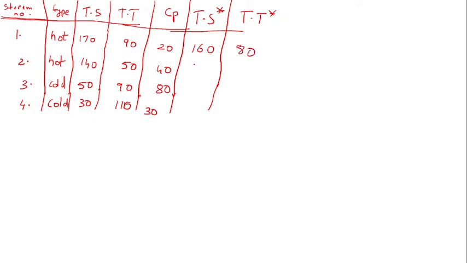Similarly, for the other hot stream we can write it as 130, 40. For cold stream it's added with delta T min by 2, so 50 plus delta T min by 2 will get 60, and this one is 100, 90 plus 20 by 2. This is 40, and this is 120.